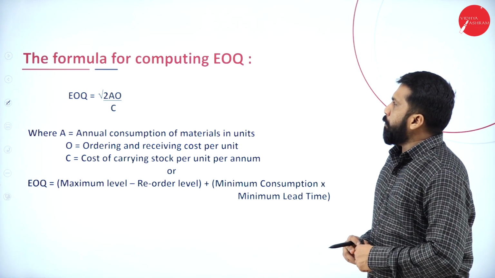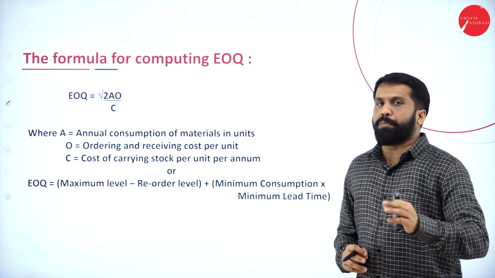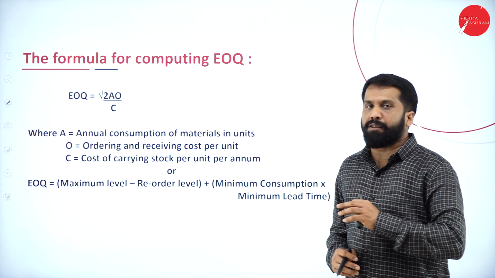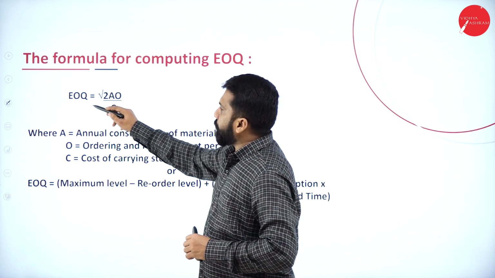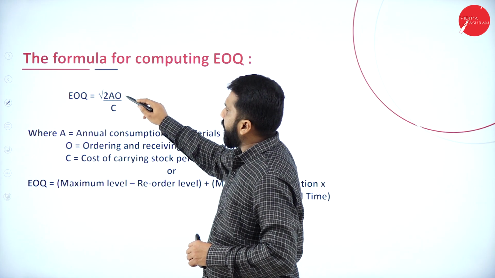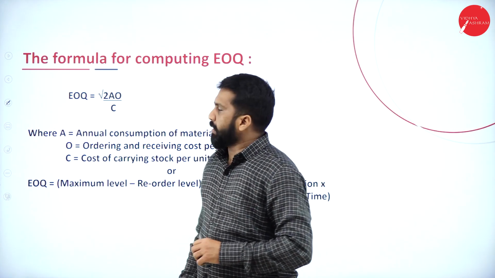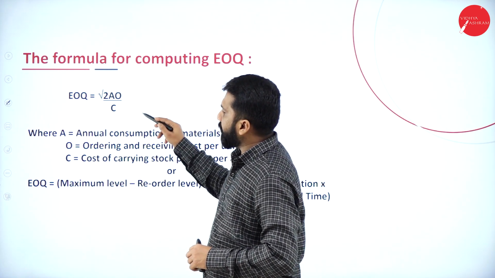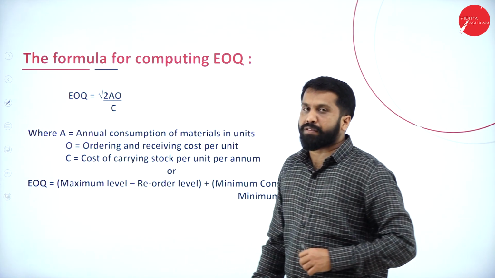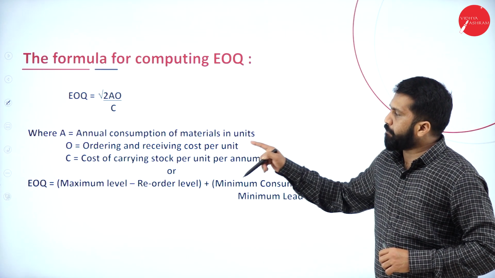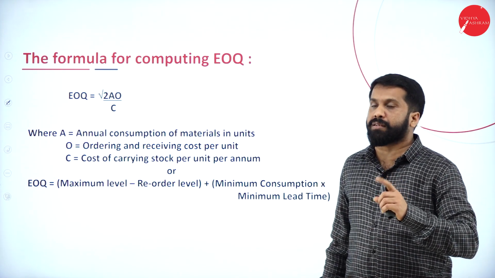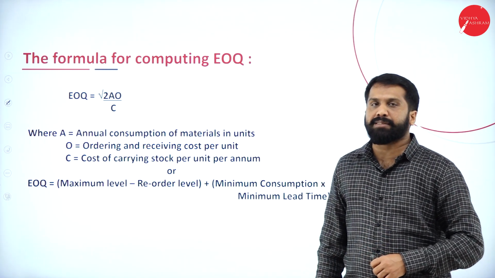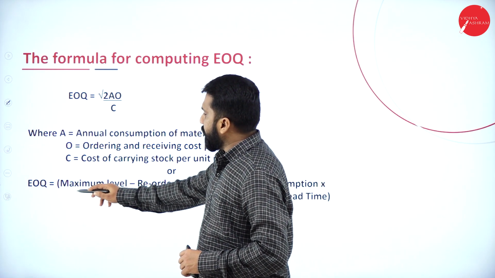Now, the formula for computing EOQ. Hope you understood what EOQ is. Now, how to solve EOQ? The formula is very simple. EOQ is equal to the square root of 2AO divided by C. Here, 2 is a common constant. A is for annual consumption, O is for ordering cost, and C is for cost of carrying. Again, I'll repeat: A for annual consumption per year, O for ordering cost, and C for carrying cost. Now, EOQ is a maximum level.